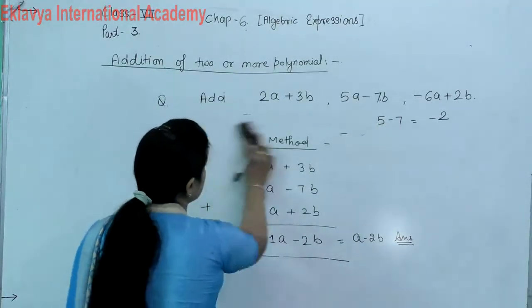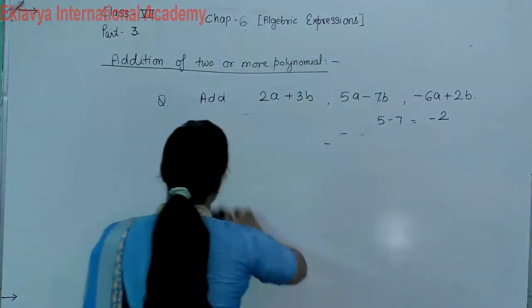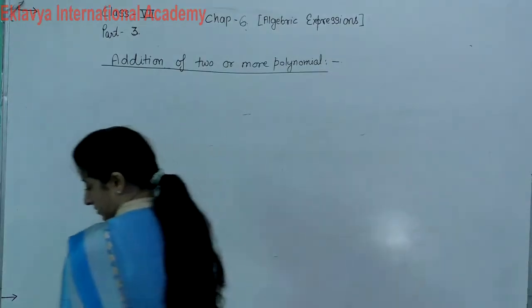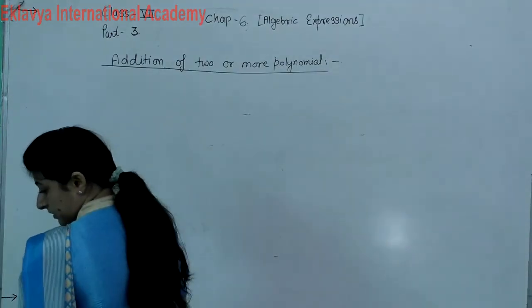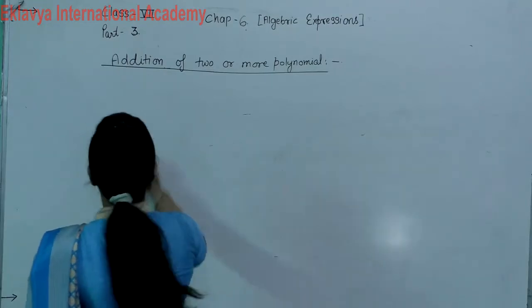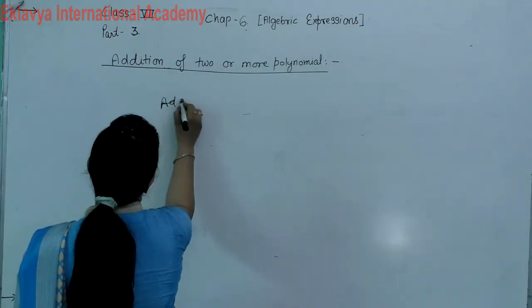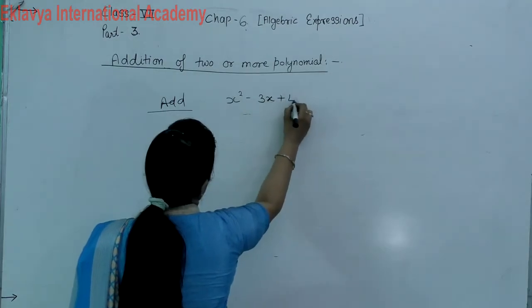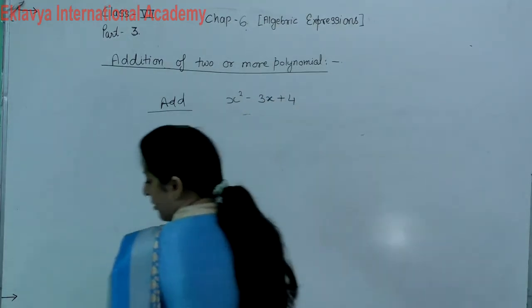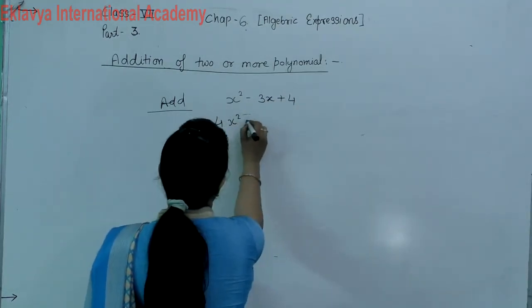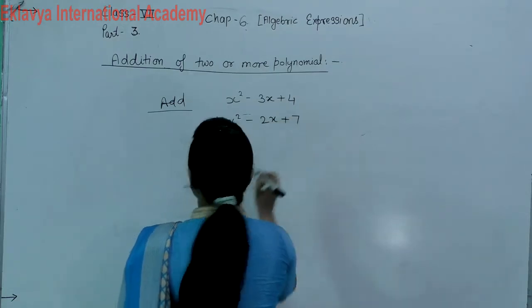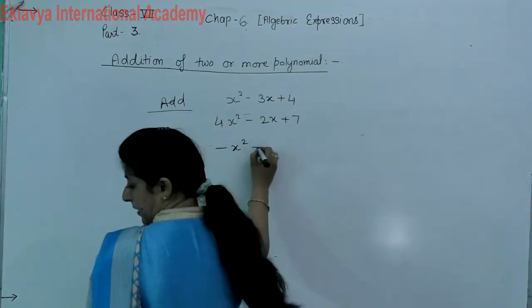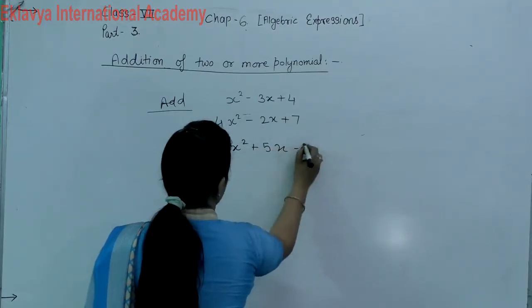Another example. Suppose it is given to you: x square minus 3x plus 4, 4x square minus 2x plus 7, minus x square plus 5x minus 2.